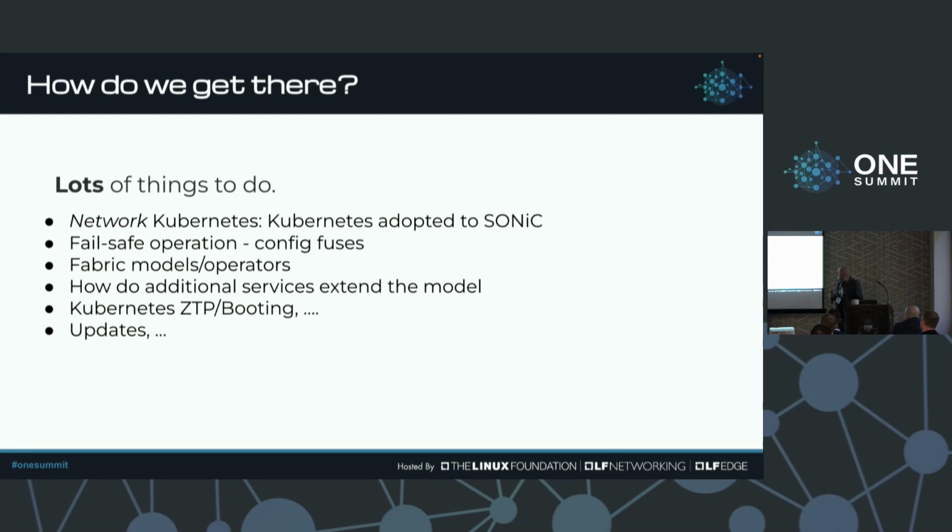So how do we get there? Obviously, lots of things to do. We need to get Kubernetes adapted to networking. Kubernetes was not designed to do a lot of these things. For example, Kubernetes requires that the master nodes are always up, or that you have connectivity to them. If they go down, you can only survive for whatever the timeout is. So that needs to change. Kubernetes needs to be stripped down.